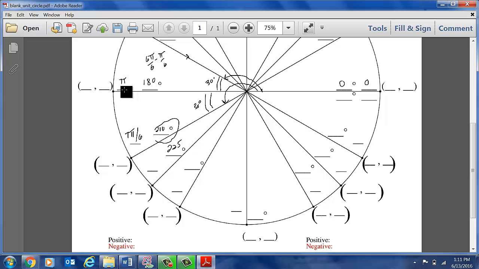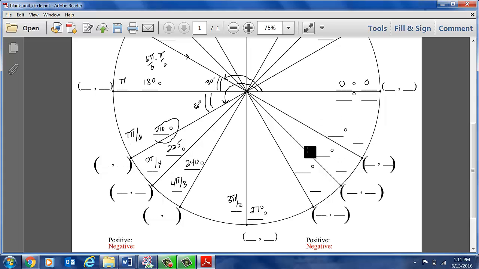And then add pi over 4 to 4 pi over 4, which gives me 5 pi over 4. Adding 60 degrees to 180 would give me 240, and adding pi over 3 to 3 pi over 3 would give me 4 pi over 3. We next get to that quadrantal angle, which is 270, or 3 pi over 2.